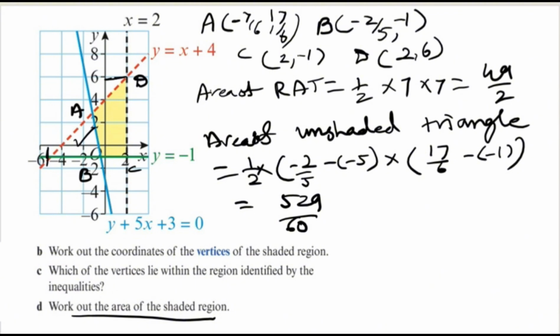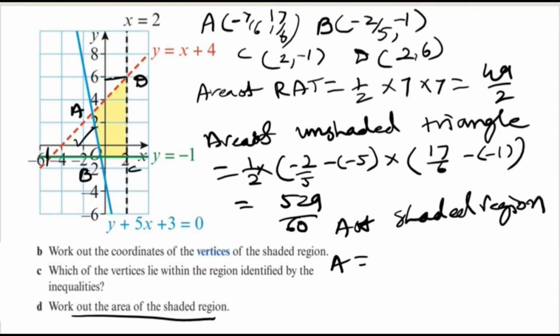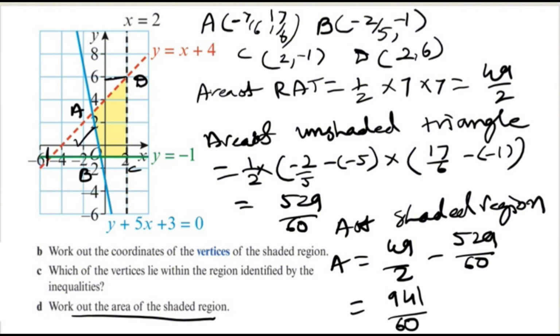So to find the area of the shaded region, we can do the big triangle, which is 49/2, minus the smaller triangle 529/60. That will give me 941/60. So this is the area of the shaded region.